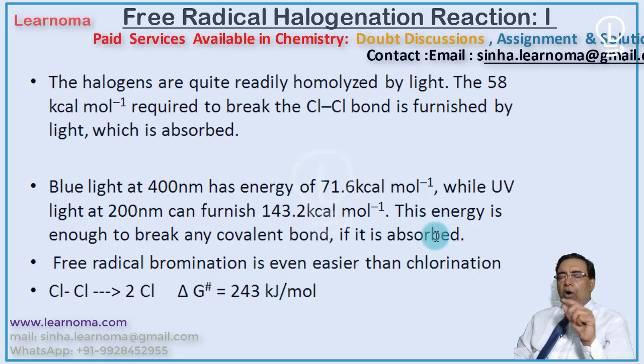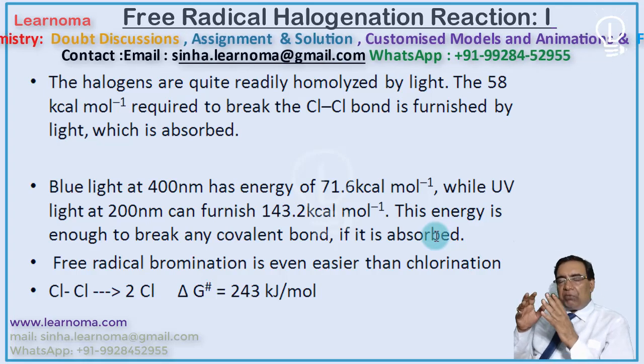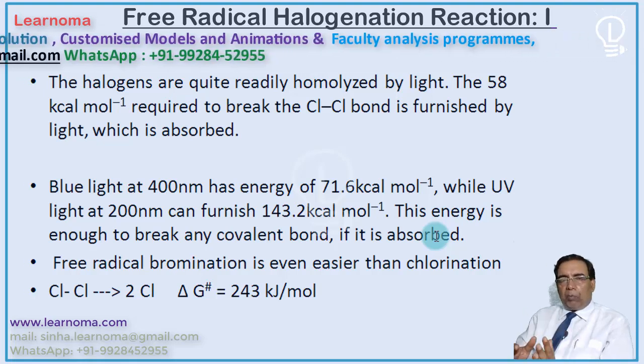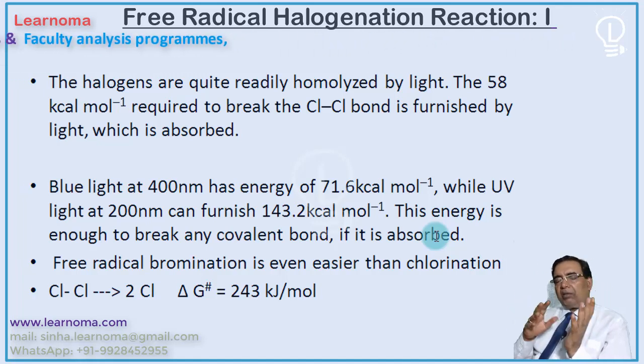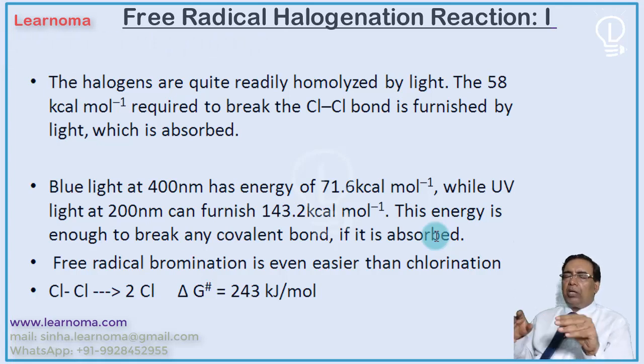The subject is absorption. All steps are not 100% efficient. That is called quantum efficiency. All processes are not 100% efficient. The light falling on the bonds may get absorbed, and when it gets absorbed, it will dissociate the bonds. Free radical bromination is even easier than chlorination. Chlorine-chlorine bond dissociates to 2 chlorine, and we have got the chlorine radical.